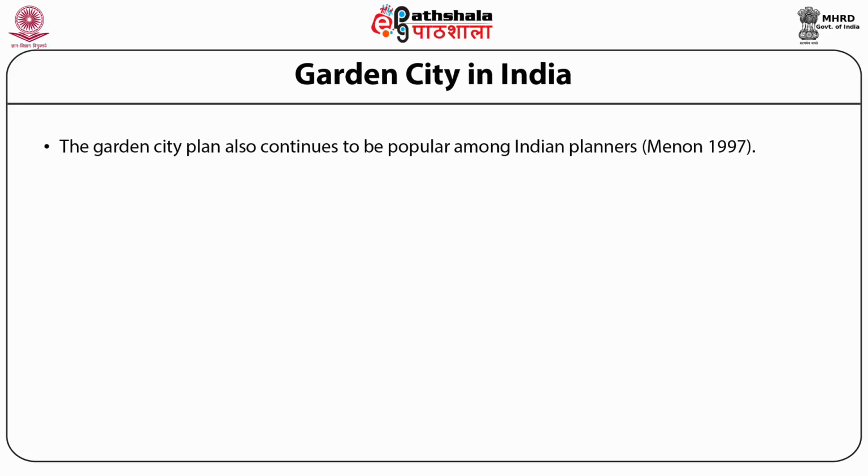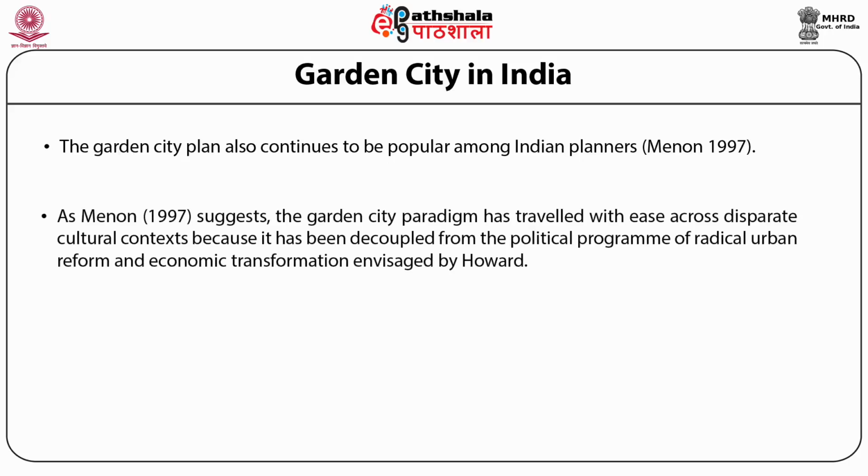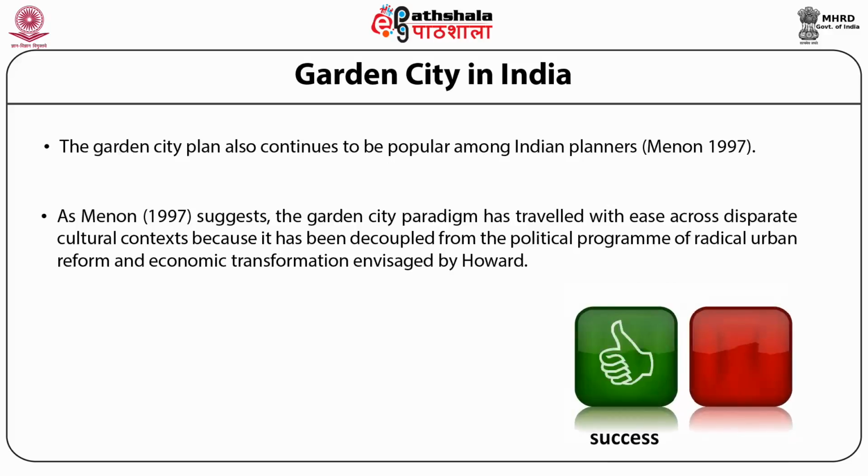The Garden City plan also continues to be popular among Indian planners, who dutifully encircle metropolitan master plans with green belts, which are over time encroached upon by elite and underprivileged groups. It has also proved to be a durable template for the gated communities that have come to define India's urban landscape for the 21st century. As Menon suggests, the Garden City paradigm has traveled with ease across disparate cultural contexts because it has been decoupled from the political program of radical urban reform and economic transformation envisaged by Howard. This is both its success and its failure.